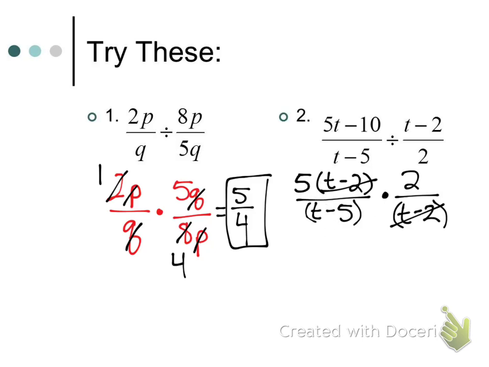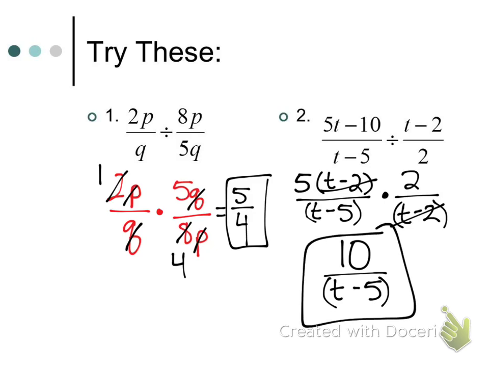So in my numerator, what do I have? 5 times 2 is 10. In my denominator, t minus 5. It's not necessary to put the parentheses at that point, but I think it's helpful to still remember that you cannot reduce or cancel the 10 with the 5.